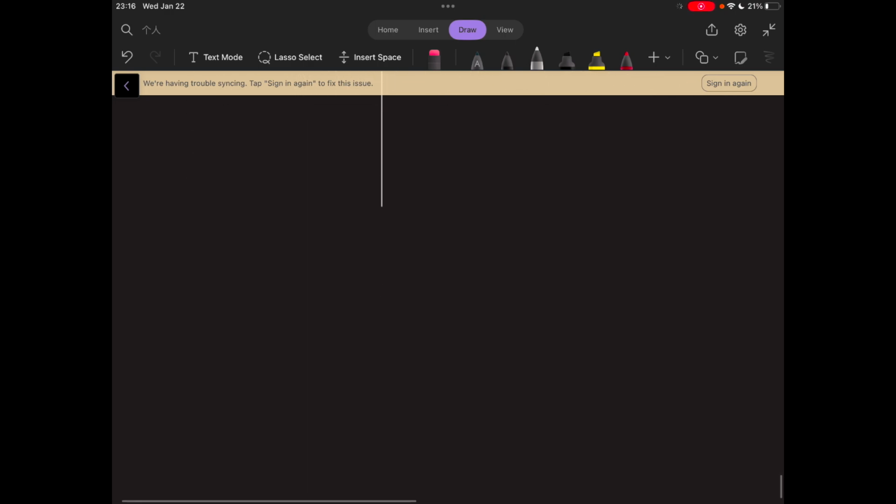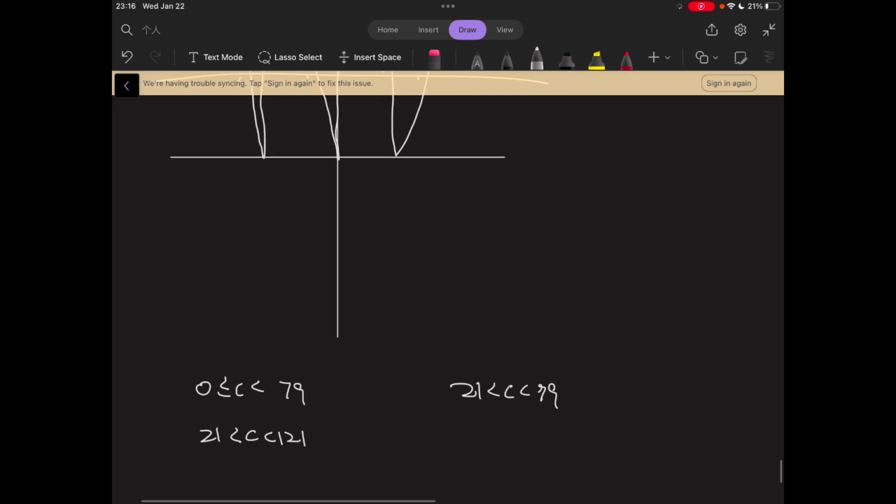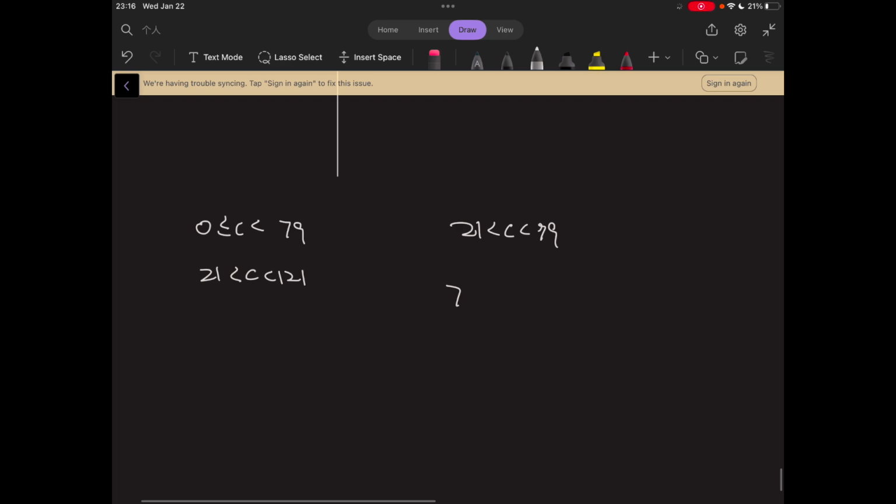So C is going to be this. So we got C is between 21 and 79. And then we get the answer by counting how many numbers are between 22 and 78. And then you get 57.